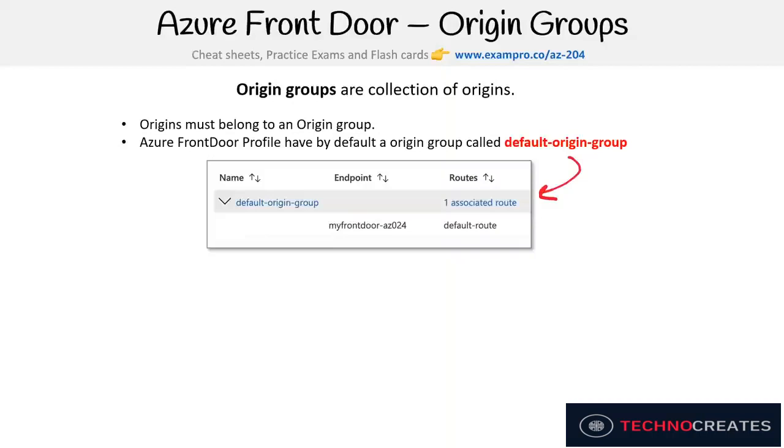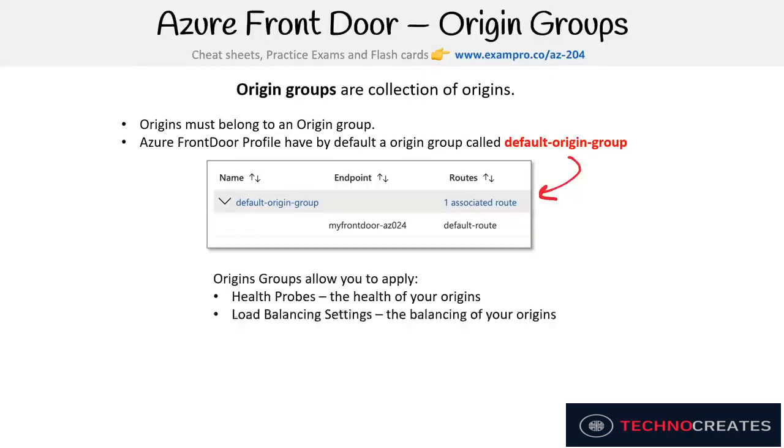And here you can see we have a default route for whatever we set up for this Azure Front Door. So a few other things you need to know, because there's more than just grouping. It's the fact that you can apply things to that group. And the two things you can apply are health probes to check the health of your origins, and load balancing settings to determine the balancing of your origins.